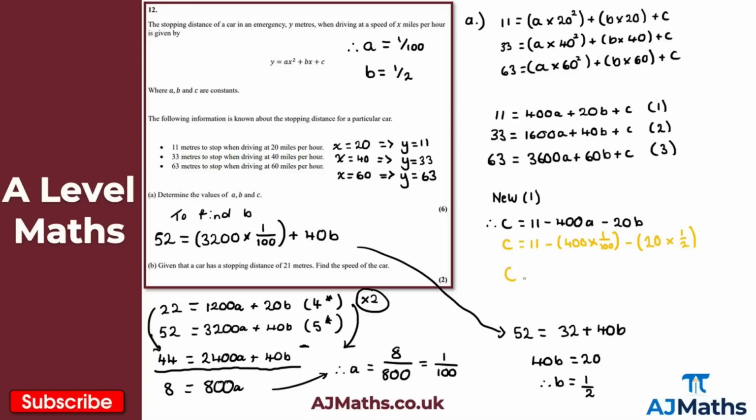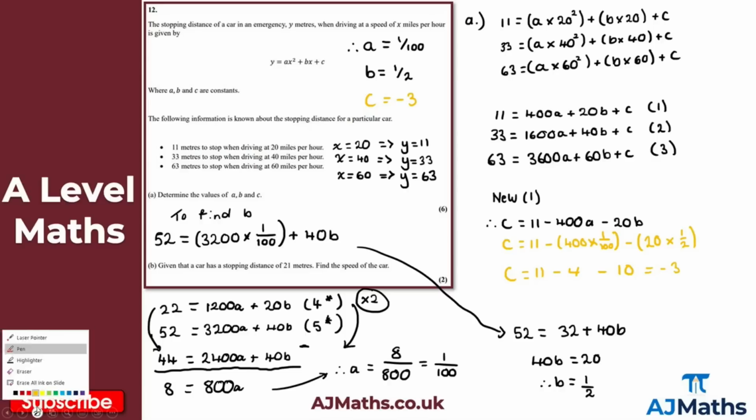So c is equal to 11 minus 4 minus 10 there. So 11 minus the 4 minus the 10 there. Ah, perfect. It gives me minus 3. That's what we needed. Perfect. Good stuff. So c is equal to minus 3 there. And there we have it. So that's the value of a, b, and c. So I guess the first 6 marks there. Quite a lot of work really just for those 6 marks. So let's just clear the screen then.